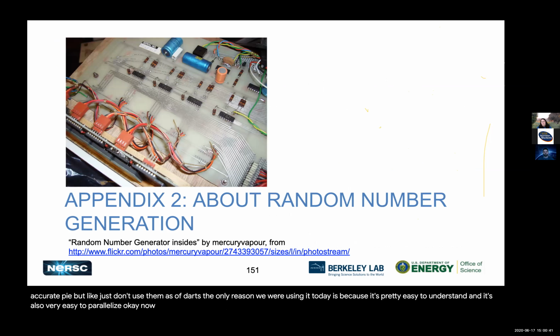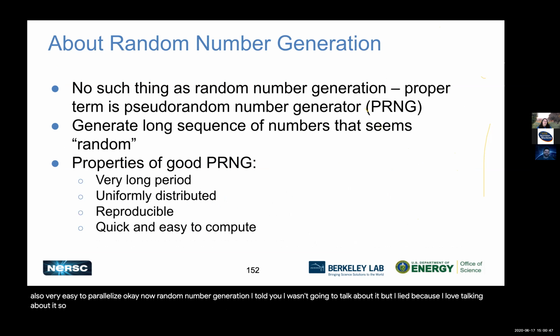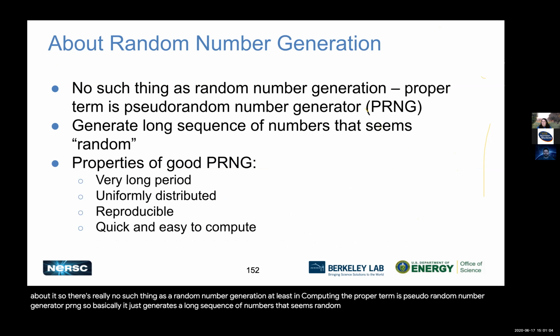Okay, now random number generation. I told you I wasn't going to talk about it, but I lied because I love talking about it. There's really no such thing as random number generation, at least in computing. The proper term is pseudo-random number generator, PRNG. Basically, it just generates a long sequence of numbers that seems random. It's kind of what I told you earlier.